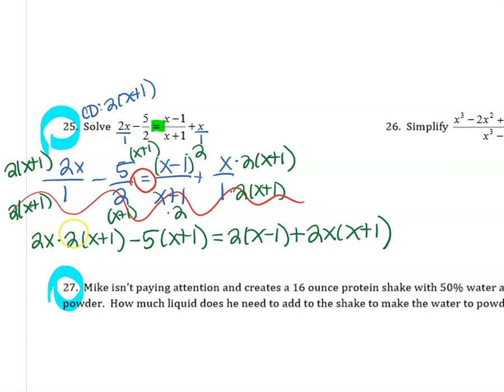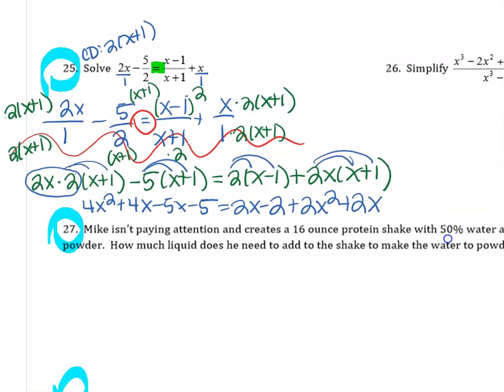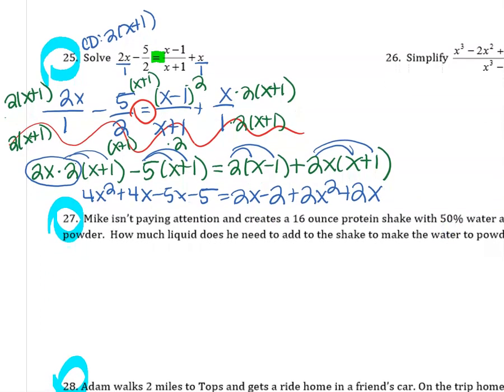All right, so something to notice is that this is technically 4x, and I can distribute him. So that's 4x squared plus 4x minus 5x minus 5 equals 2x minus 2 plus 2x squared plus 2x. This is going to have a lot of work. I think we're going to have to show some work into the mic problem, so bear with me here.